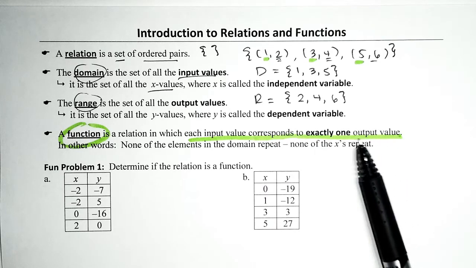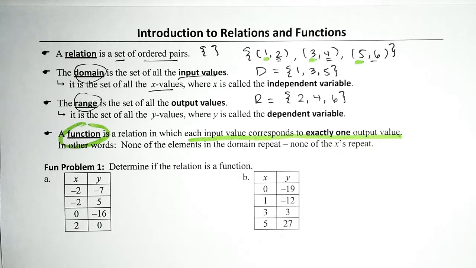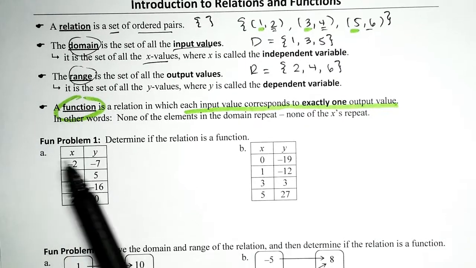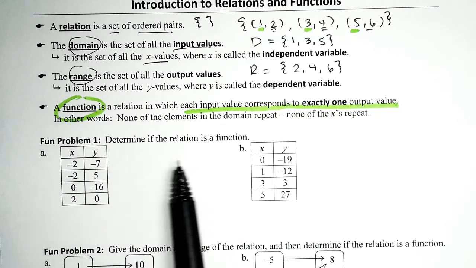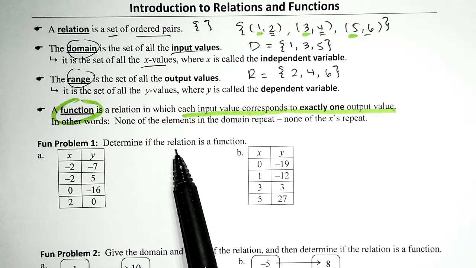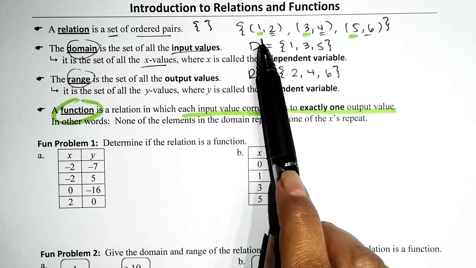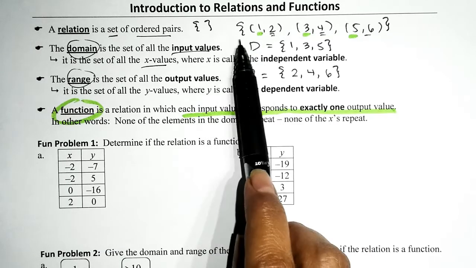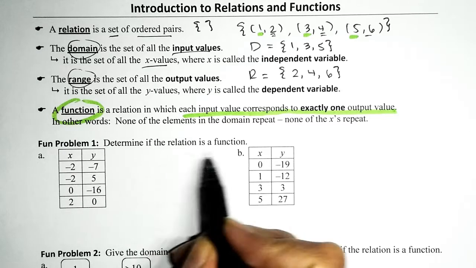So in order for me to explain this, I know you can read it, I'm going to explain it with examples. So we have fun problem number 1. We have a total of 2 problems on this page. It says, determine if the relation is a function. In this case, we have a relation presented in a table format. If you would like to write it as a set of ordered pairs, you put the braces and then the ordered pairs, (-2, -7), (-2, 5), and so on. But I don't have time for that.